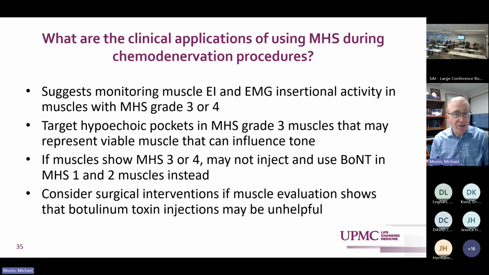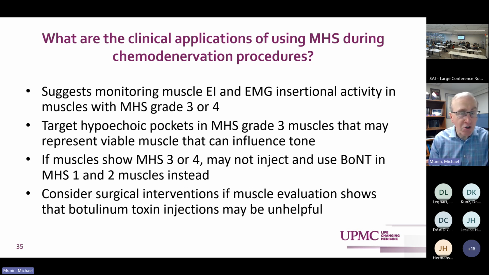Also, remember I told you that in some of these muscles, it's not like a myopathy, there's not a diffuse change in the muscle. There are pockets of change, and pockets of muscle that maybe aren't changed. So you want to then target your neurotoxin to the hypoechoic pockets in these MHS grade 3 muscles that may represent viable muscle targets that could be influenced by the medication. And if muscles really show MHS 3 or 4, you may consider not injecting them with botulinum neurotoxin, instead using them in MHS 1 and 2 muscles.